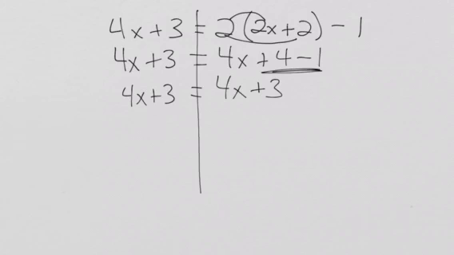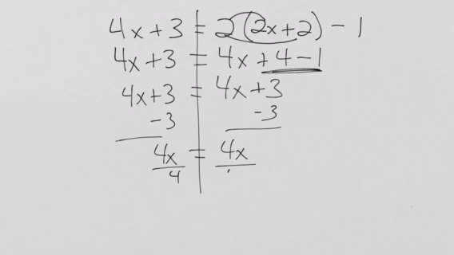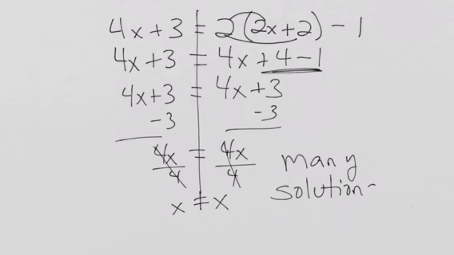Wonder what that means. Well, let's go ahead and subtract 3 from both sides, and we'll get 4x equals 4x. Divide by 4 to get rid of those 4's, and x equals x. So that means any number will work for x. There are many solutions to this problem. You could even put in fractions and it would work. It really doesn't matter what you put in. You're going to get both sides are equal.